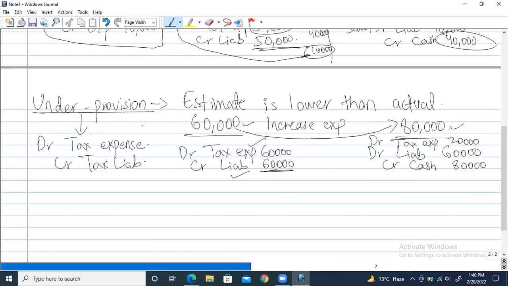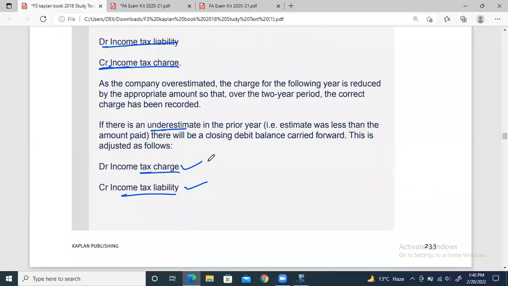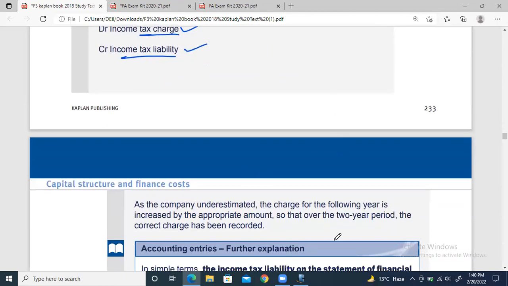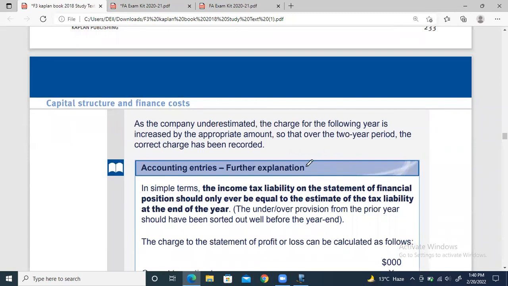Okay, so this was the logic. Believe me, this is a much better explanation than the study text, because if you read it from the study text, you'll be all confused. Your mind will be revolving all along. So this explanation that I gave you is much better than the study text.